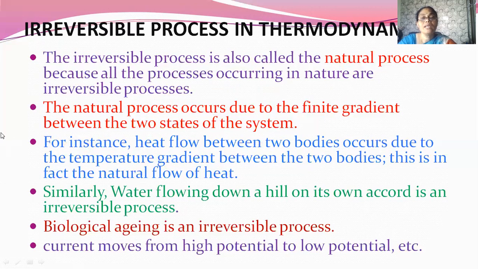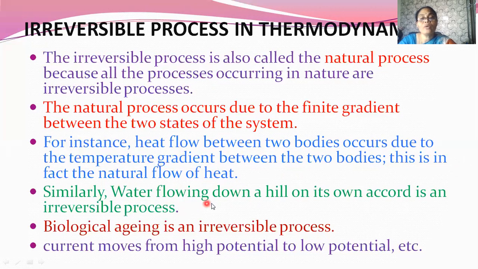For instance, heat flow between two bodies. Heat transfer between the two bodies can be considered as the best example for irreversible process. We know that heat always flows from a body of high temperature to a body of low temperature. That means there is temperature gradient between the two bodies. This is in fact the natural flow of heat. That is the process of heat transfer, and this is the best example for irreversible process.